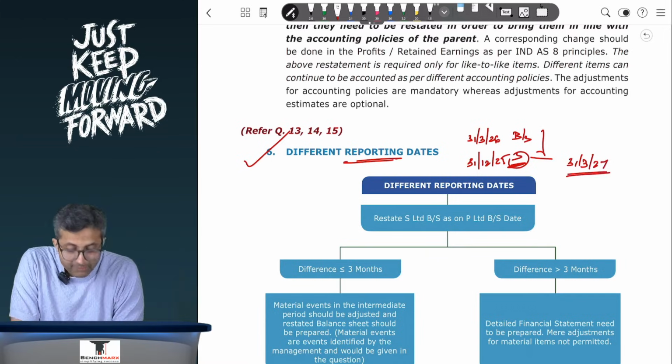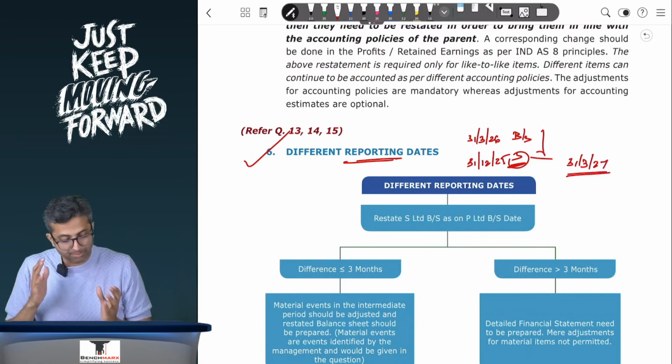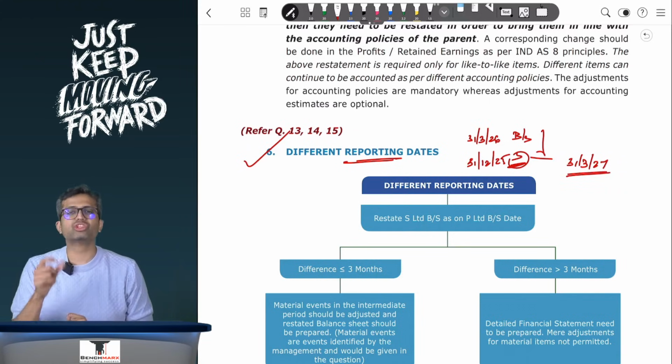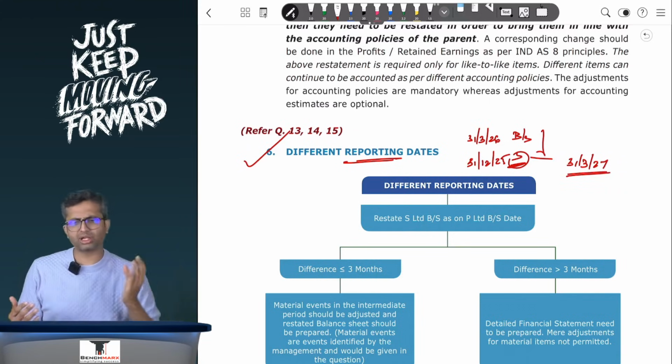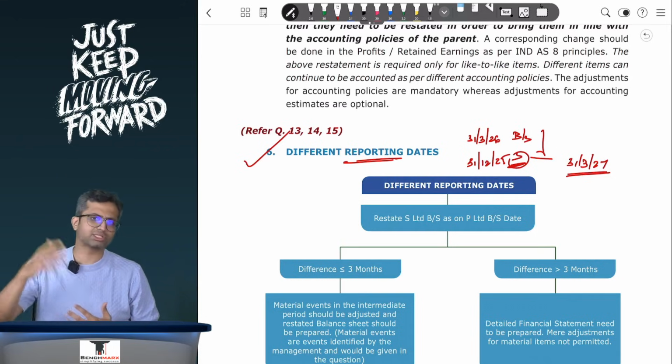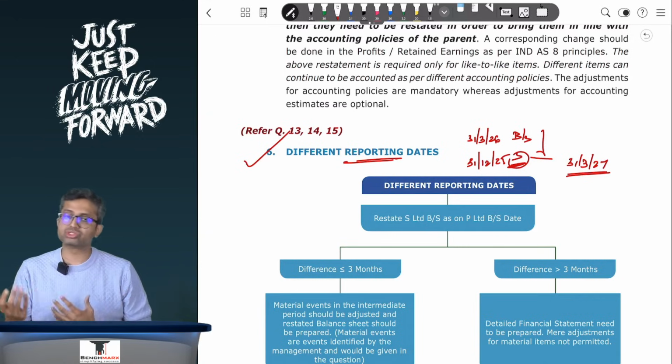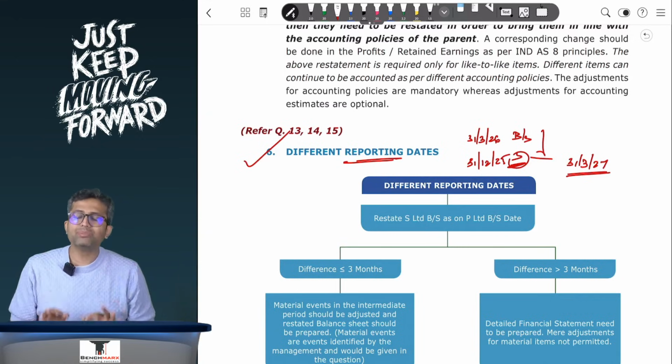Well, it depends. If the gap between the parent and the subsidiary's date is 3 months or less, then you can just do adjustments for material items. What are material items? Well, those will be items given in the question, like there may be a fire, so loss by fire, or there may be material asset purchases, sales, they will give you. You will make adjustments only for those material items if the gap is 3 months or less.